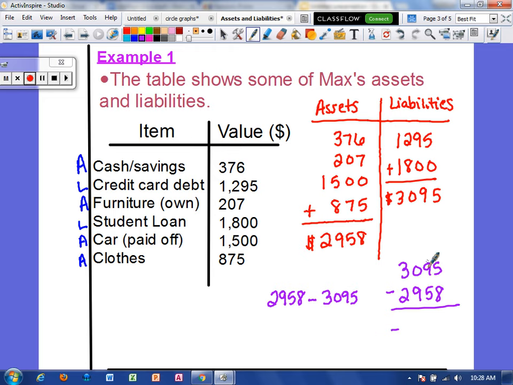So then 5 minus 8, we've got to borrow. We get 7 here. 8 minus 5 is 3. Got to borrow again. 10 minus 9 is 1. So Max's net worth would be a negative $137.